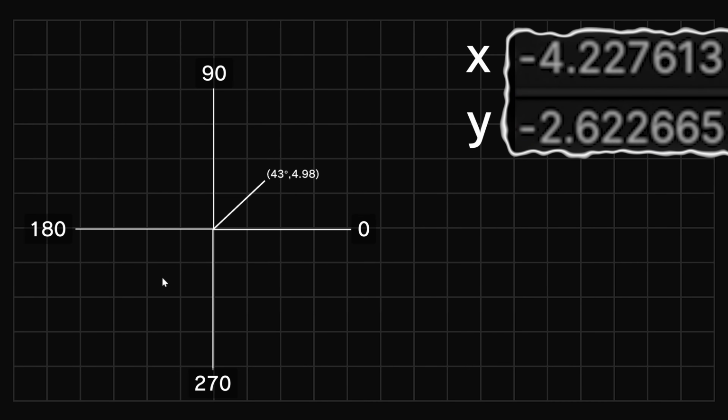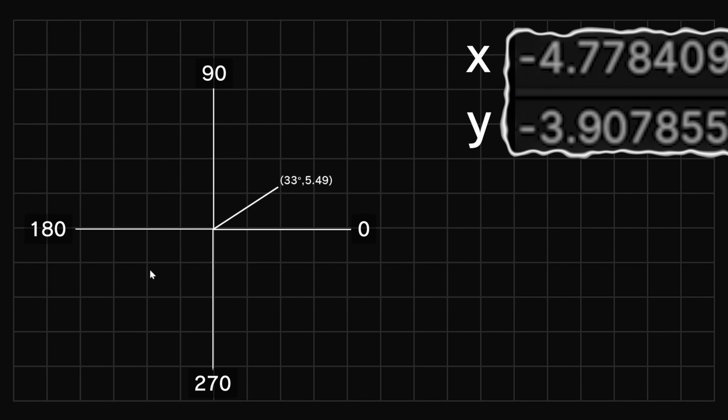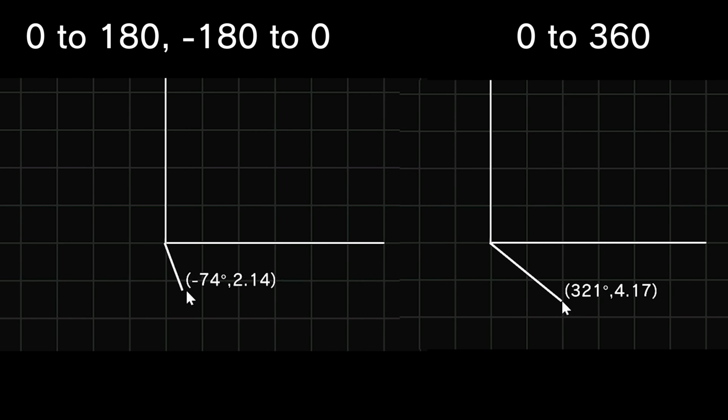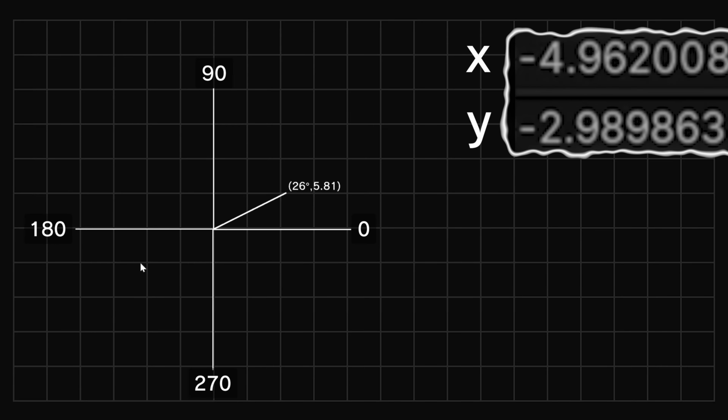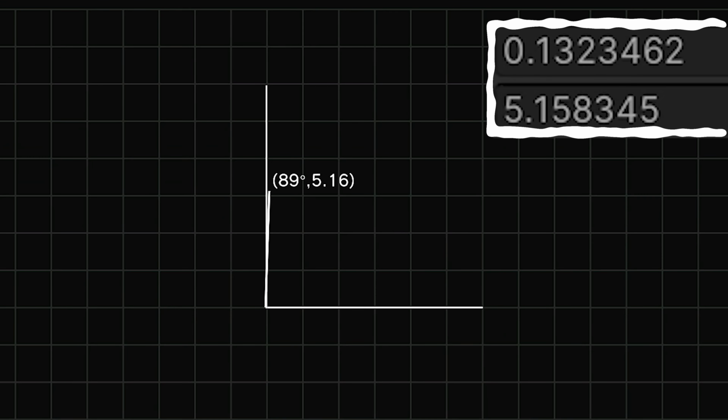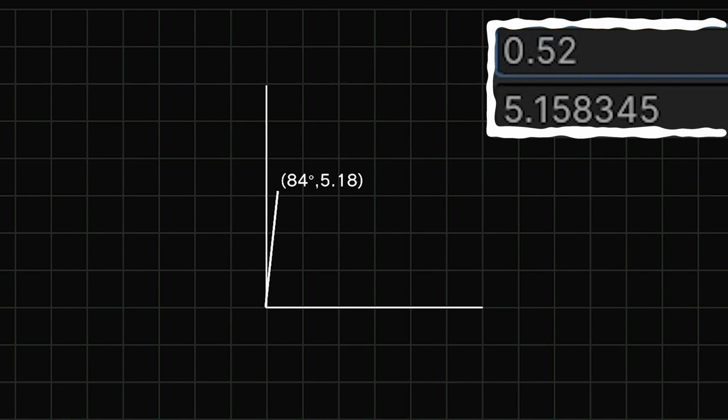If x and y are both negative, it means you're in the third quadrant. If you want it to be from 0 to 180 and minus 180 to 0, like you can see on the left, you have to subtract 180. But if you want it from 0 to 360, you add 180. When x is exactly 0, it likes to flip. So if x is 0 and y is positive, we need to make sure the angle is 90. And if x is 0 and y is negative, we need to make sure it's negative 90 or 270 degrees.